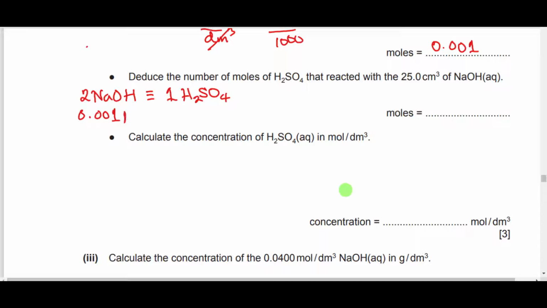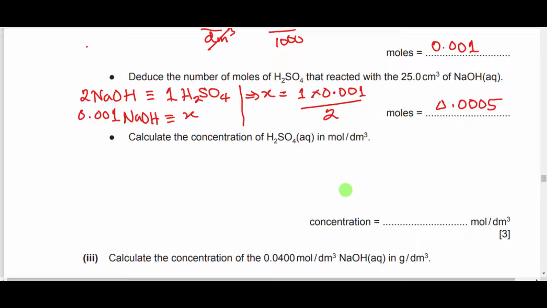0.001 mole of sodium hydroxide will react with X of H2SO4, and we solve for X here. Our X will be 1 times 0.001 all over 2. So that will give us what? 0.0005 moles of what? H2SO4.